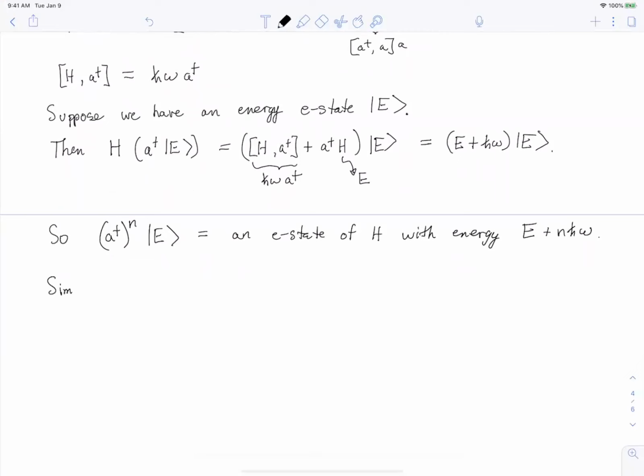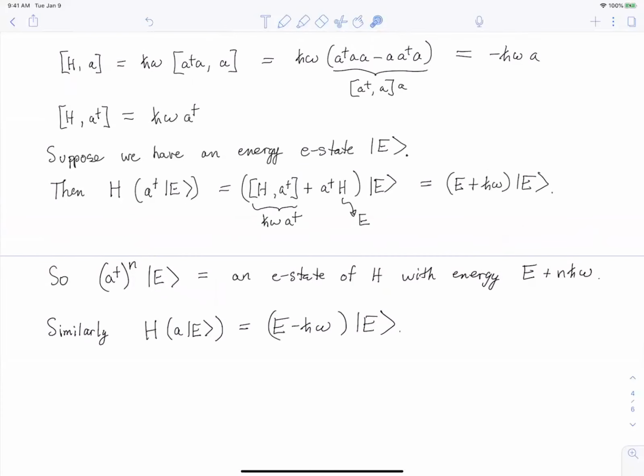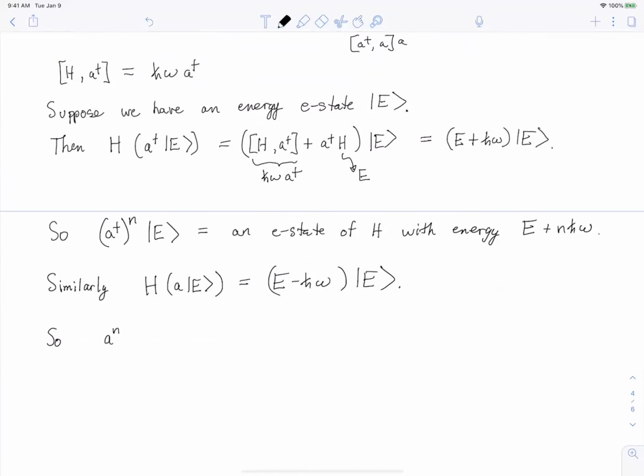And similarly, I can do the same exact exercise, but instead of with A dagger, with A. So if I act with H on A times E, that's E minus h bar omega times E. Okay, basically the only thing that changed here is that instead of using this with an h bar omega, now I'm using this with a minus h bar omega from the commutator of H with A. Okay, and so what we learned from that is that if I act n times with the lowering operator on an energy eigenstate, I get an eigenstate of H with energy E minus n h bar omega.